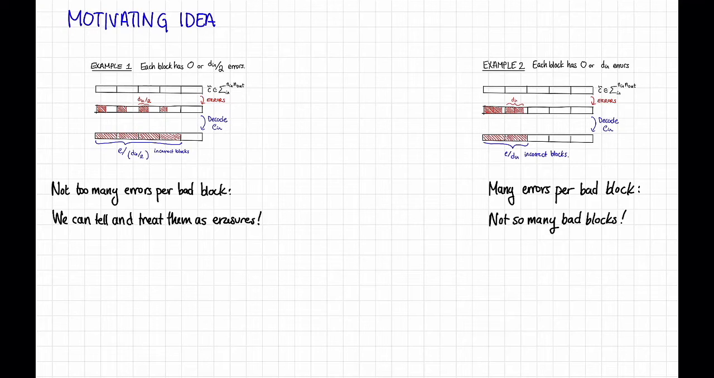However, we were still hopeful that we could get up to the design distance divided by 2 because of two extreme examples. In the first extreme example, the adversary introduced not too many errors per bad block, but in that case we won because we could tell which blocks were bad because we had to correct a lot of errors in them, and then we can just treat them as erasures, and that allows us to save a factor of 2. On the other hand, in the other extreme example, the bad guy introduced many errors per bad block. And that was still fine for us as well because there were not so many bad blocks, and that also allowed us to save a factor of 2.